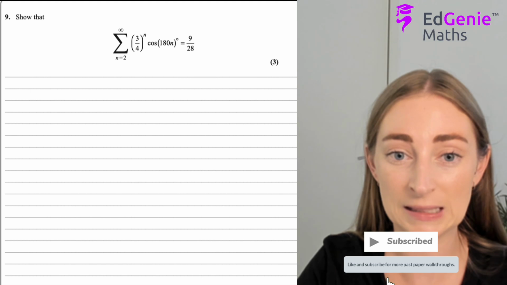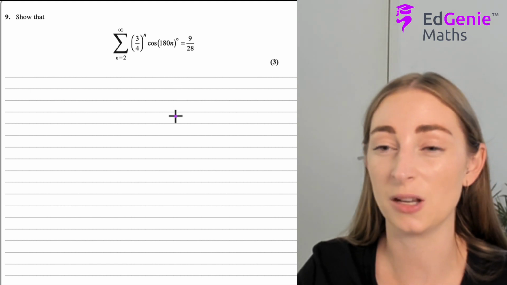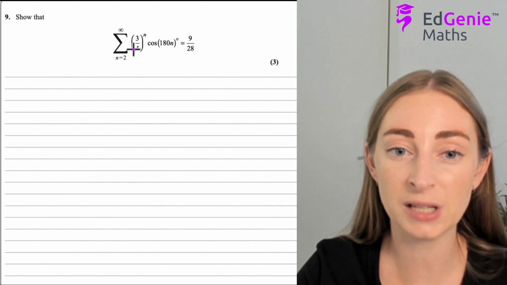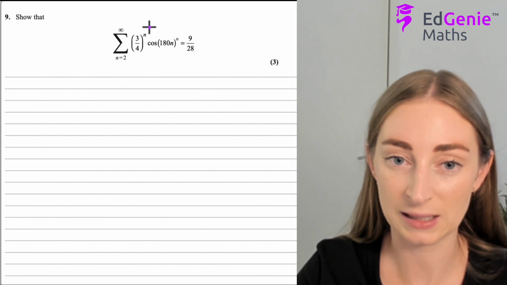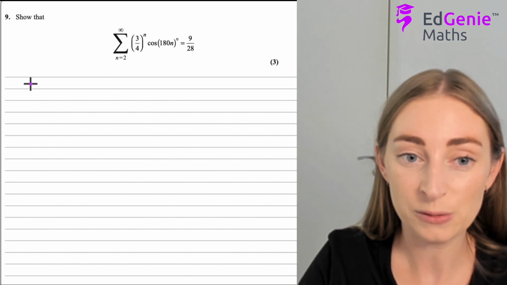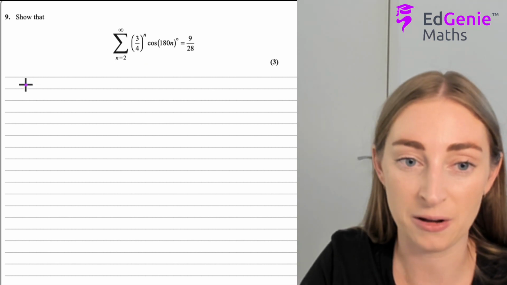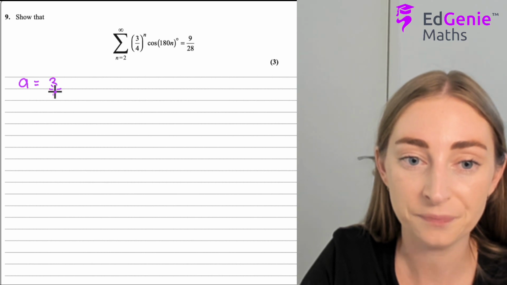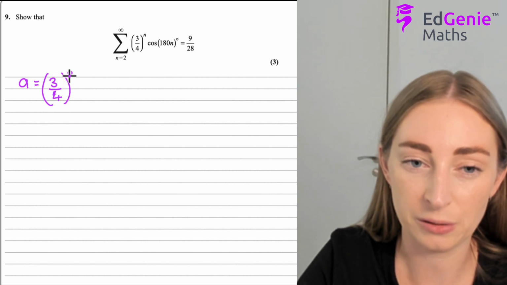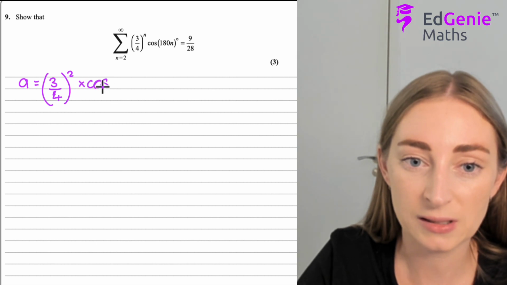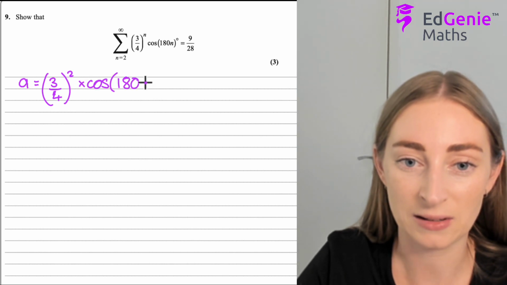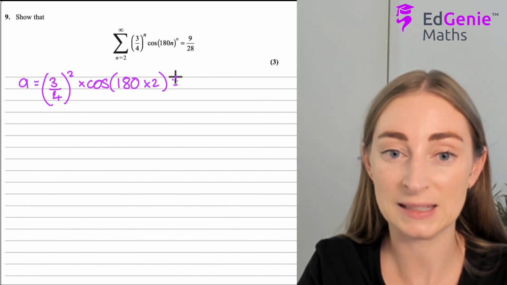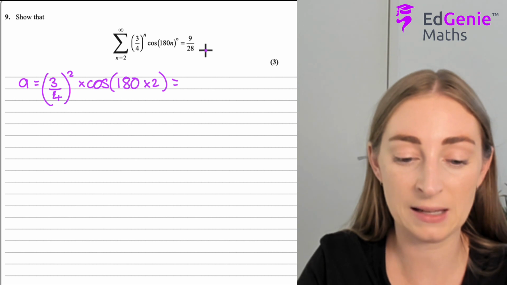Question 9, this looks quite confusing, but it's 3 marks, so hopefully it's not going to be too tricky. We are finding the sum of all the terms from 2 to infinity. So if we start with n equals 2, we can find our first term, which is a, that's what we call it. So 3 over 4 all to the power of 2 times cos 180 times 2. I'm going to put all of this into my calculator. I'm going to check that my calculator is in degrees first because we're doing degrees here.